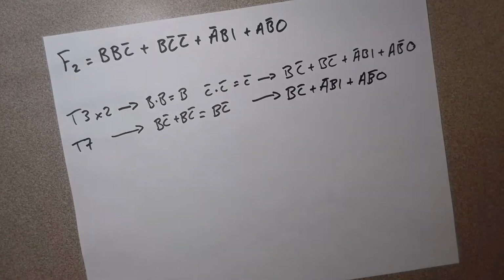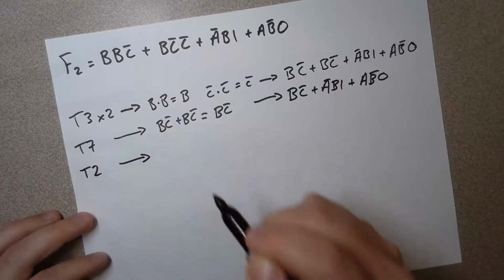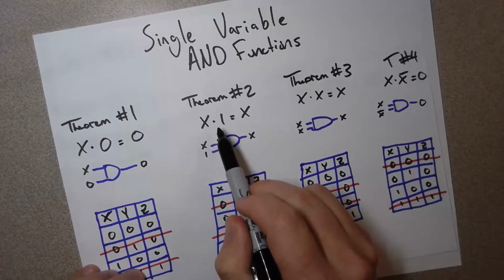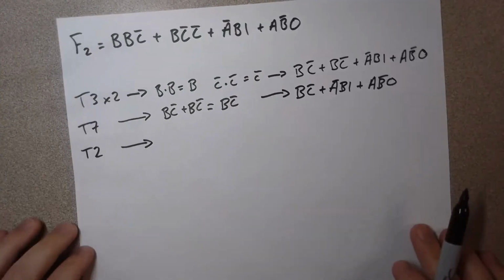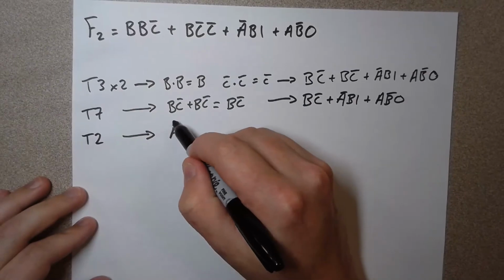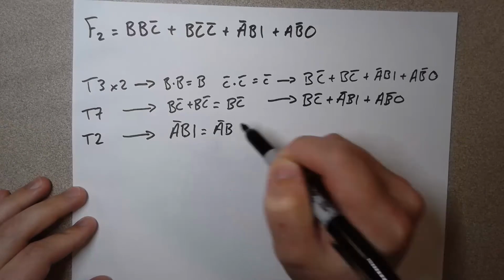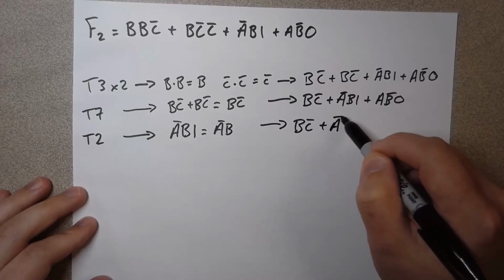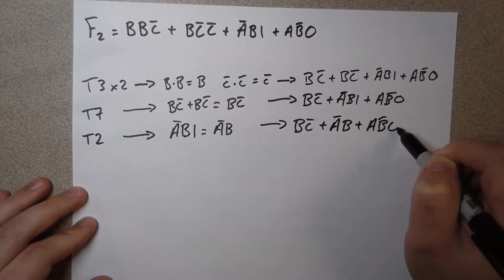Next theorem I want to use is theorem number 2, which is our x and 1 is equal to x, which means we can get rid of that guy. So B and 1 is equal to B, giving us not A, B. So we get B not C, or not A, B, or A not B 0.